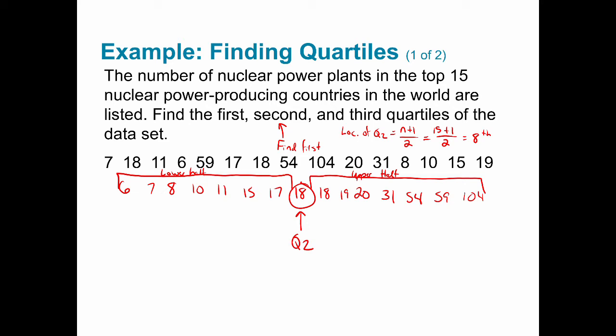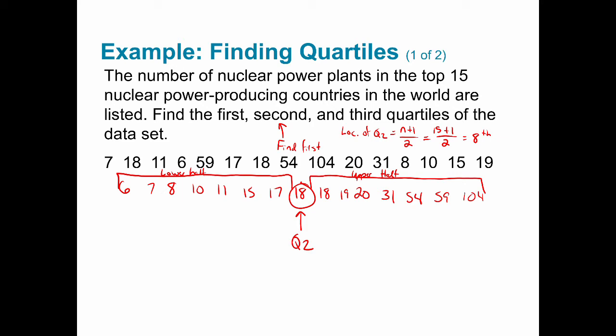And so if you had an even number of data values, then your median is still going to be in between two data values. So the two data values would be in the respective half, but the median would not lie in either half.